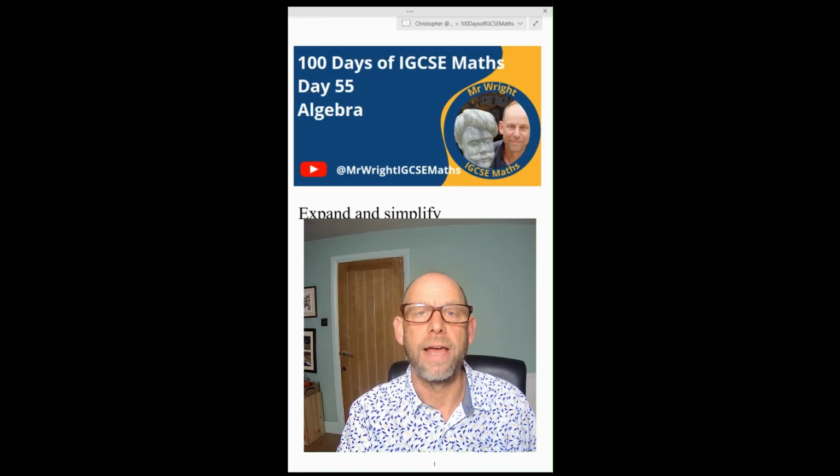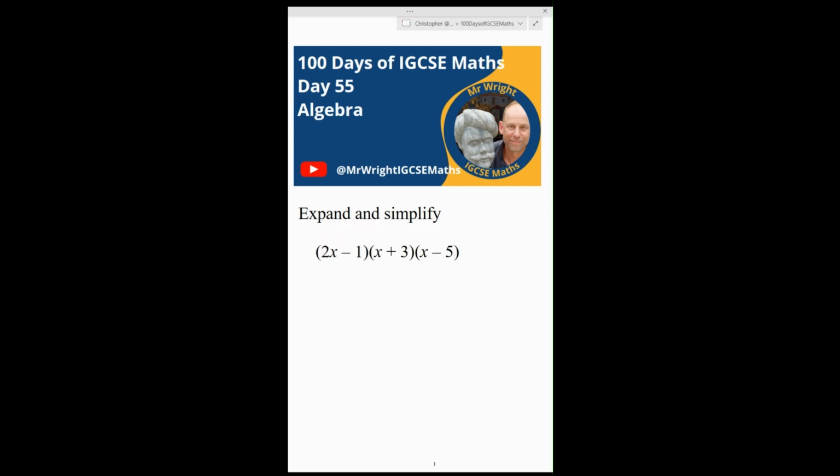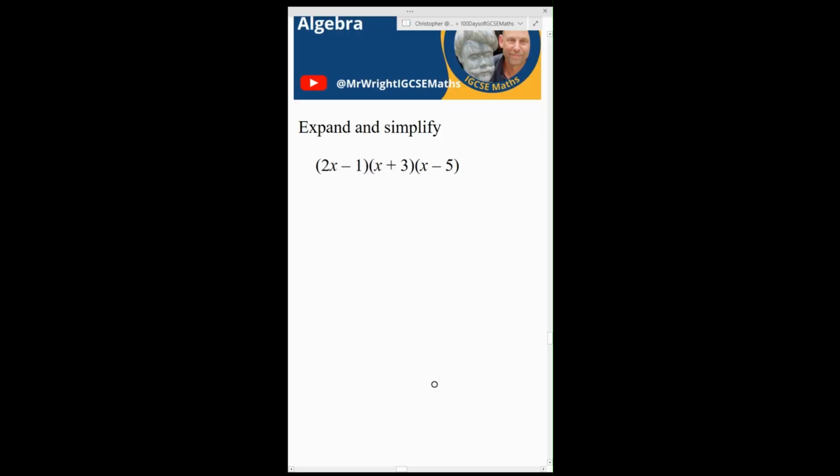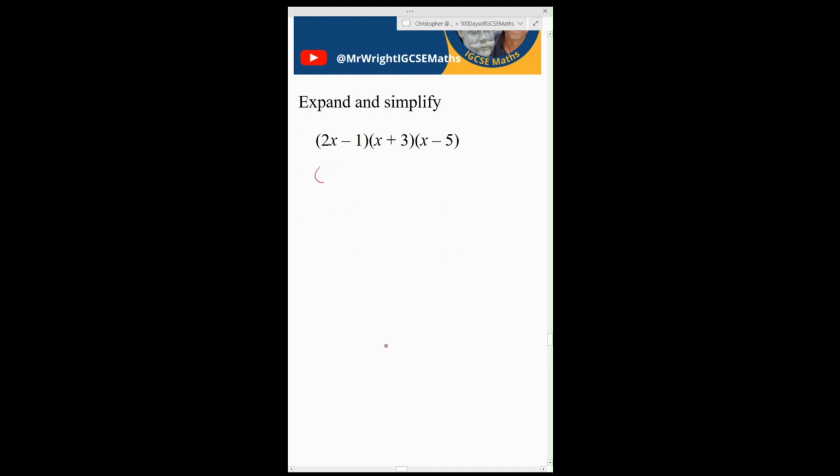It's day 55. Now's your chance to pause the film. Okay, I'm going to copy down my first bracket, and now I'm going to expand the second two brackets in my head. Plus 3x minus 5x gives me minus 2x.